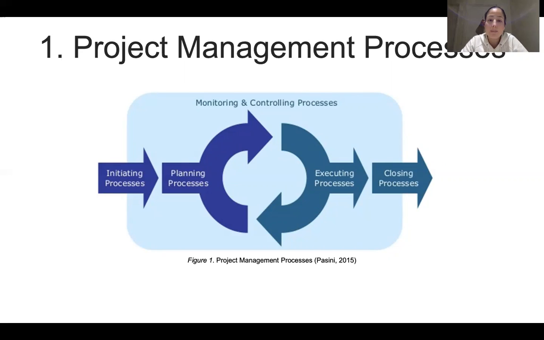The fourth one is the monitoring and controlling processes, where we compare the initial plan to the actual. We measure the variance and we take corrective action if it's necessary. The last process is closing, and here is the formal close of the project, but also the acceptance from the customer.